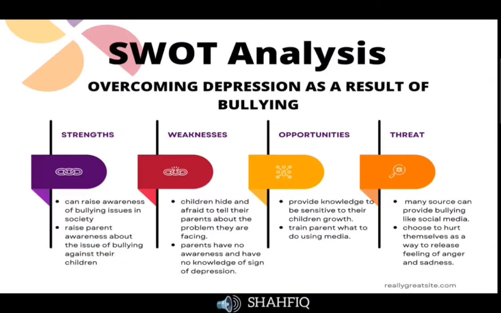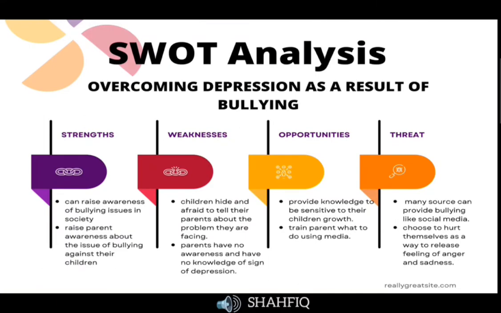Now, the analysis of overcoming depression as a result of bullying. SWOT analysis is one of the methods we use to address the problem of depression that occurs due to bullying. SWOT analysis consists of four parts, namely strength, weakness, opportunity, and threat.